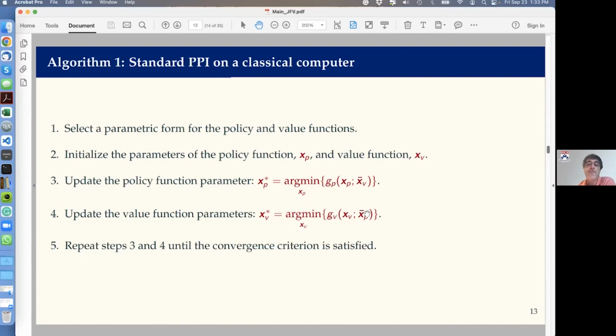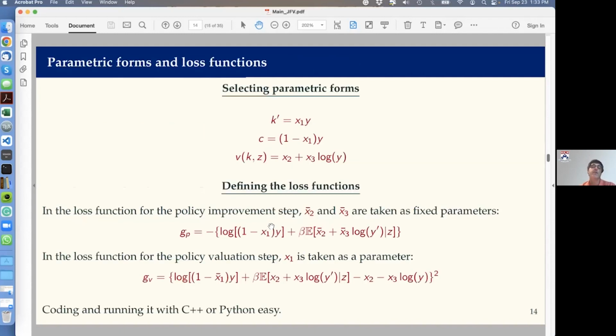In my value function, and then I minimize with respect to x_v, and I keep doing this until the convergence criterion is satisfied. So it's basically: I solve first for the policy function, and then I solve next for the value function. So how do you do this in this very simple problem?